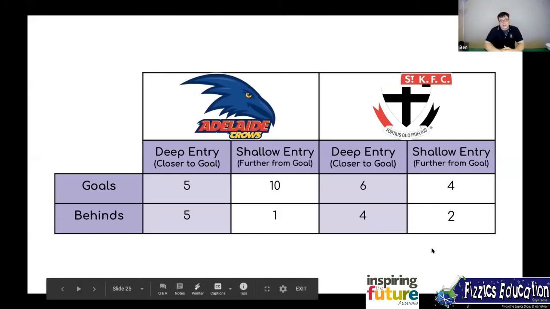So here are some actual numbers that got gathered by two football clubs, the Adelaide Football Club and the St Kilda Football Club. And these entries are talking about trying to get the ball near the goals. So deep entries is where the ball got close to the goal, and shallow entries are where they entered a bit further away from the goal. And we can actually see how many goals and points got scored by those teams in those circumstances. So Adelaide scores a lot more goals when the ball comes in shallow. So that might help them decide where they're going to try to kick the ball to and where the opposition's defenders are going to try and stop them.